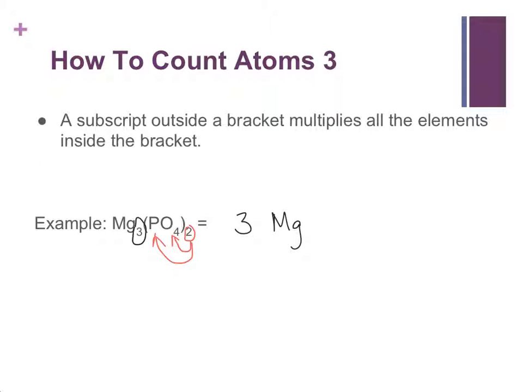And then if we look inside the bracket, we have 1 phosphorus, but that gets multiplied by 2, meaning that we have 2 phosphorus atoms. And then we have 4 oxygens, but we need to multiply that by 2 because the 2 is outside of the brackets, meaning that we have 8 oxygen atoms total.